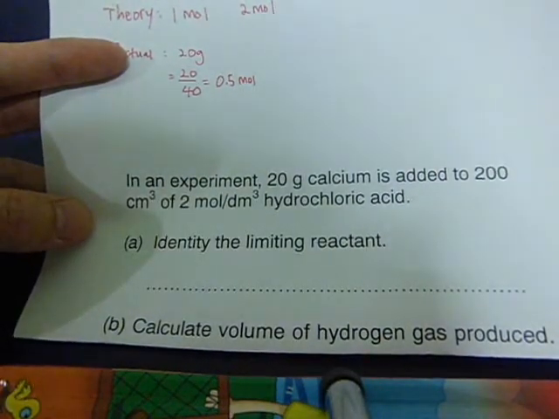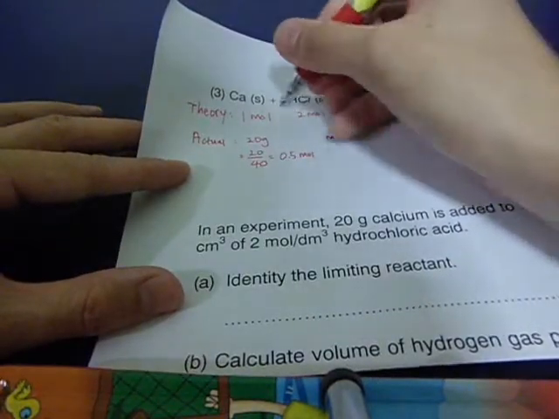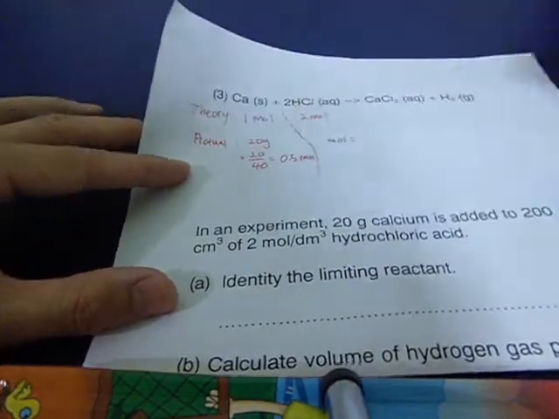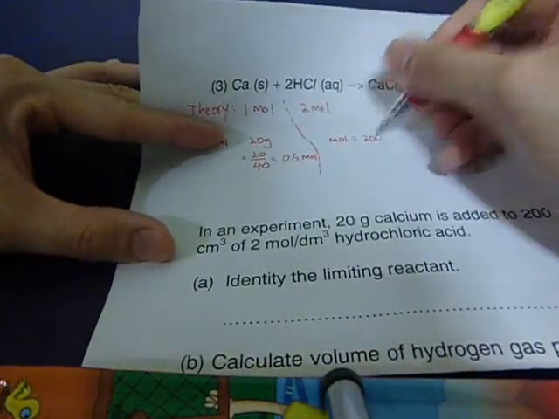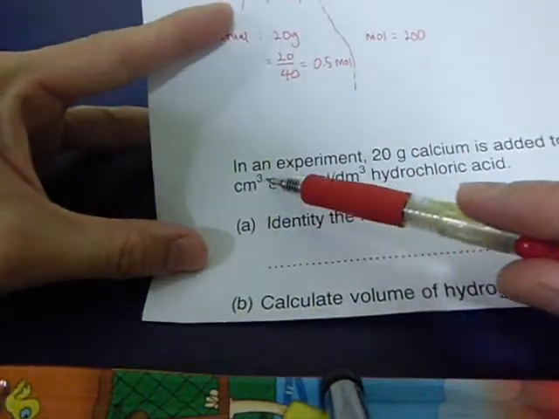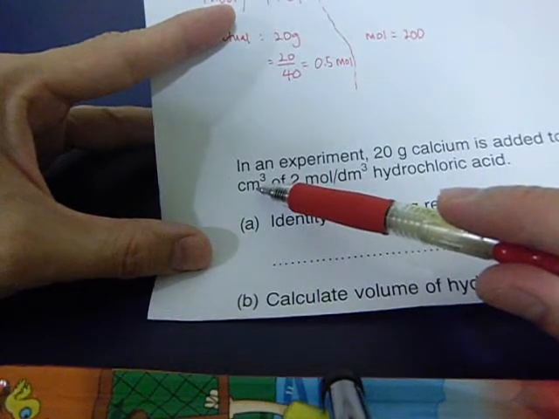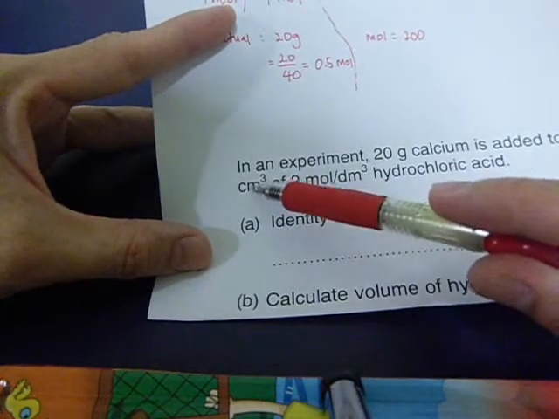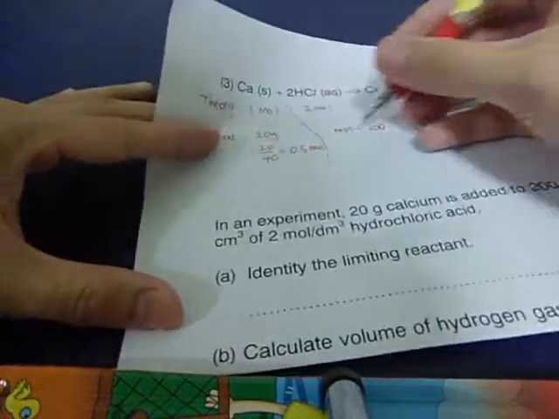How do you find the number of mole? The number of mole here for hydrochloric acid would be your volume. You just look at the unit. The unit, this cm cube, we have to change to dm cube. If this one is dm cube, so dm cube times mole per dm cube, you get mole. Okay, let me show you.